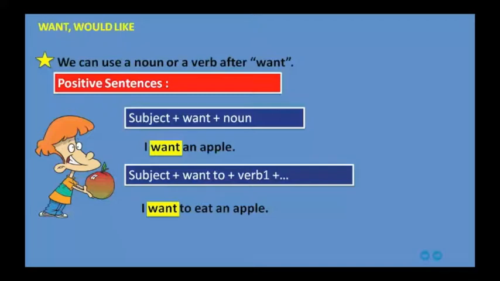Let's look at positive sentences. After the subject pronoun, we use want and then we use a noun. I want an apple. If you want, you can use a verb after want. Let's look at the example. I want to eat an apple.